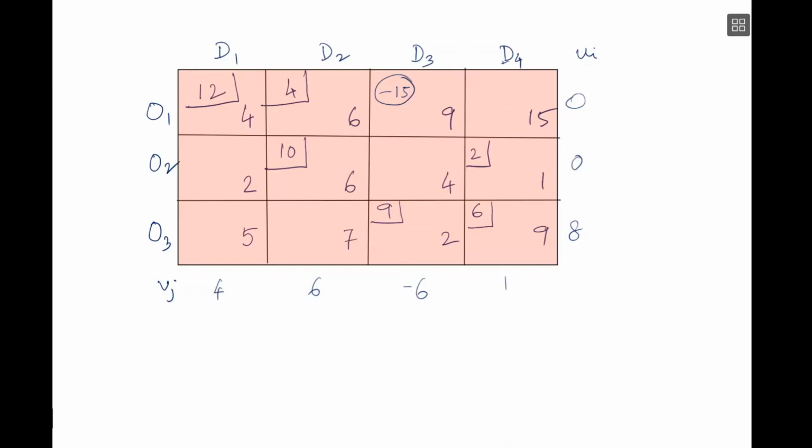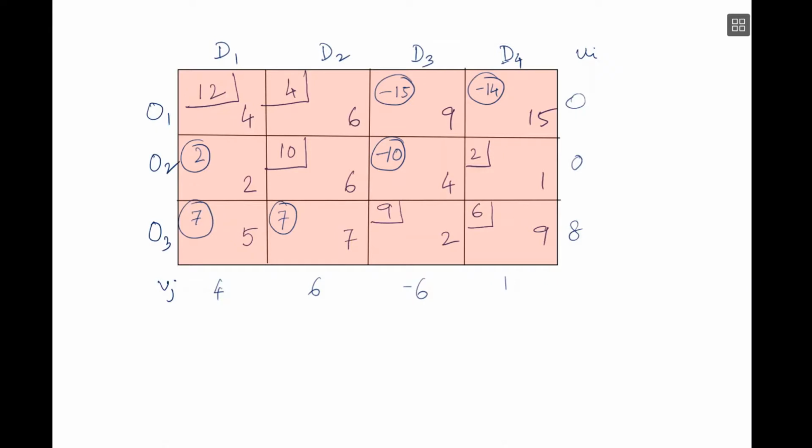It will be 1 minus 15, that is minus 14. It will be 4 minus 2, that is 2, still positive. Minus 6 minus 4, it is minus 10. It is 4 plus 8, 12 minus 5, that is 7, it is also positive. 6 plus 8, 14 minus 7, it is also positive. So at this stage we have 3 cells with positive cell evaluations.